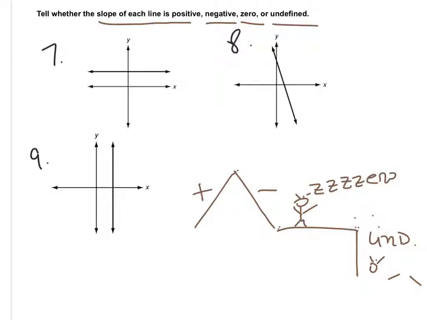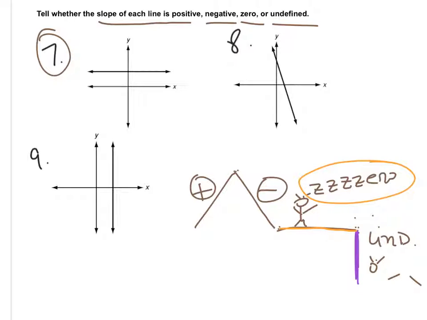So as you notice, some of the key elements from that story: a vertical line is undefined. When you have a horizontal line, that's going to be a 0 slope. And then of course you have your positive and negative. So if you look at number 7, it relates to this story. This is a 0 slope.